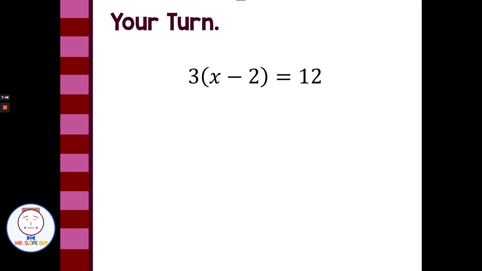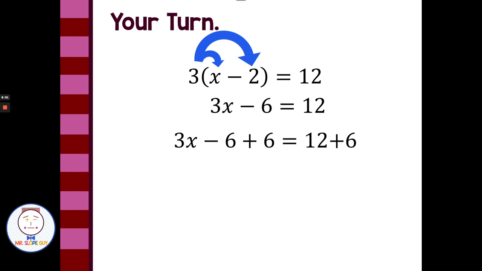All right, we are going to start with distributive property. Draw that arrow in. 3 times x is 3x. 3 times -2 is -6. Then we want to get 3x by itself. We want to get rid of this -6 that's on the same side. So let's add 6 to the left side, add 6 to the right side. Then I have 3x equals 18.